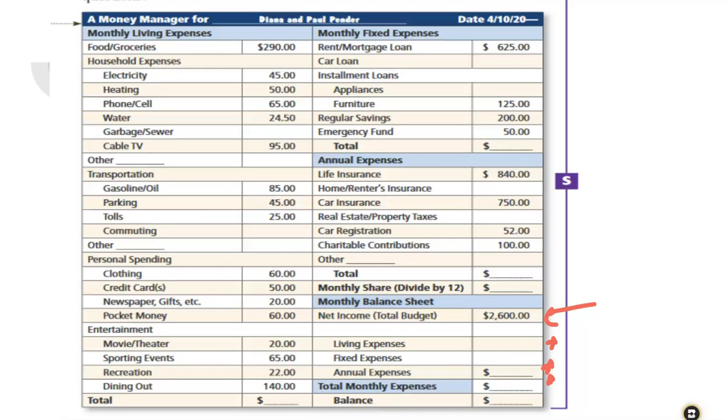Okay, so you will be getting the practice sheet, which will look similar to this. You will need to add the monthly living, fixed, and annual expenses, divided by 12 for the annual expenses. And then you will fill in the rest of the questions, and then there'll be some questions for you to answer about that monthly budget sheet. So go on to the practice and then the mastery check.